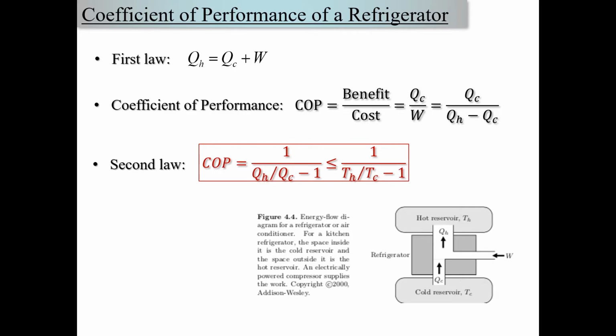Now let's take a moment to consider refrigerators and the equivalent of efficiency for a refrigerator. So a refrigerator still must obey the first law of thermodynamics, which is just energy conservation. However, in the case of a refrigerator, energy is taken out of the cold reservoir, work is put into the engine, and then heat is transferred into the hot reservoir. So the net result is the cold reservoir gets colder and the hot reservoir gets hotter.